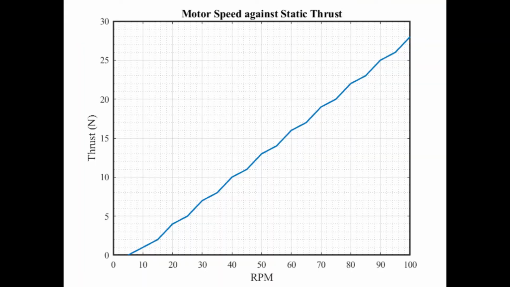Up on the screen now is a graph of thrust and RPM. The test was conducted using intervals of 5 RPM, starting at 0 and going all the way up to 100 RPM. As can be seen, the relationship between RPM and thrust maintains quite a linear relationship, which is expected of the albatross UAV.